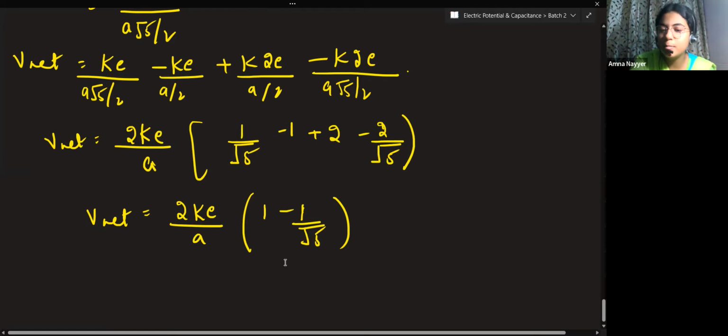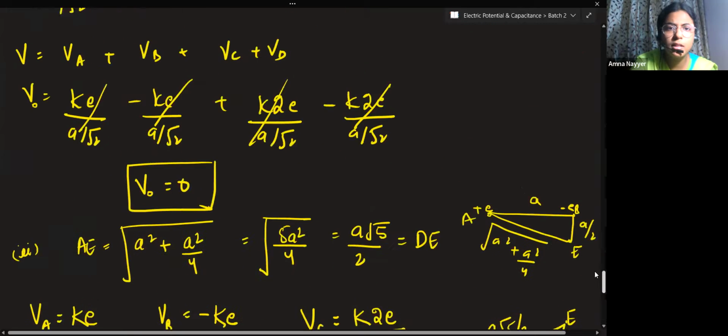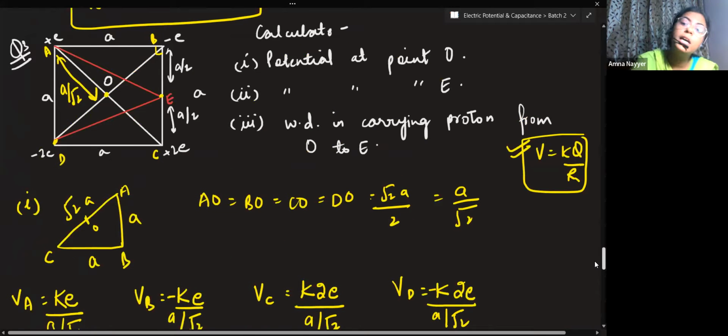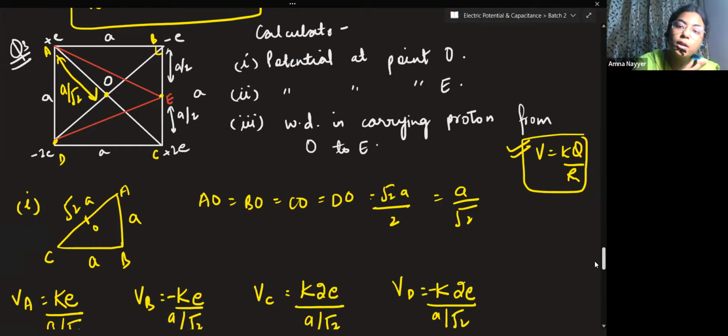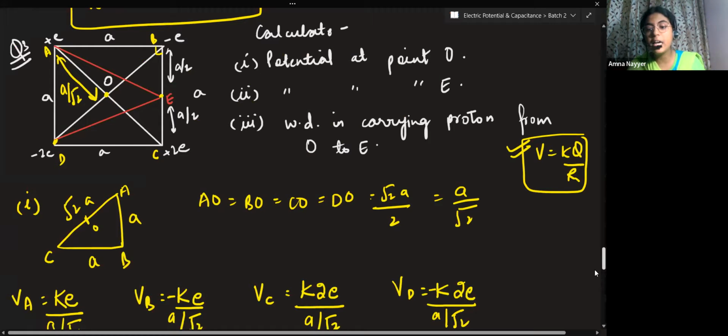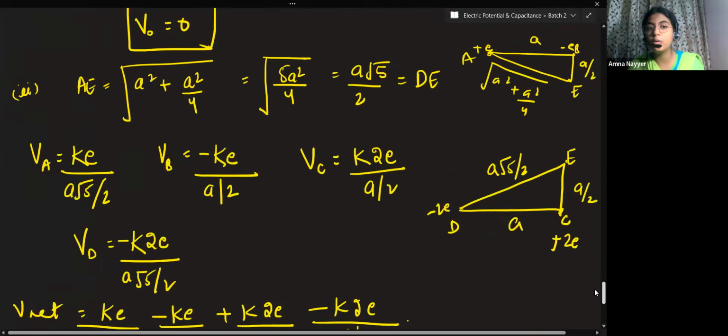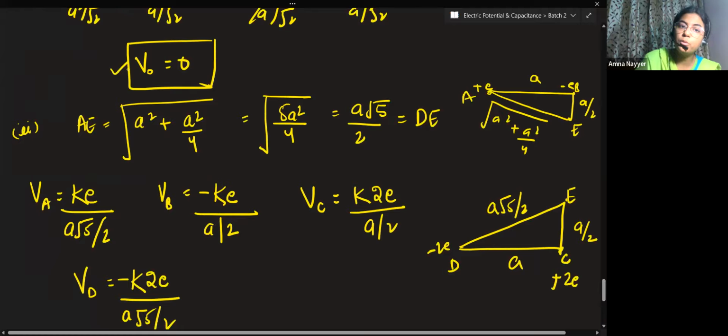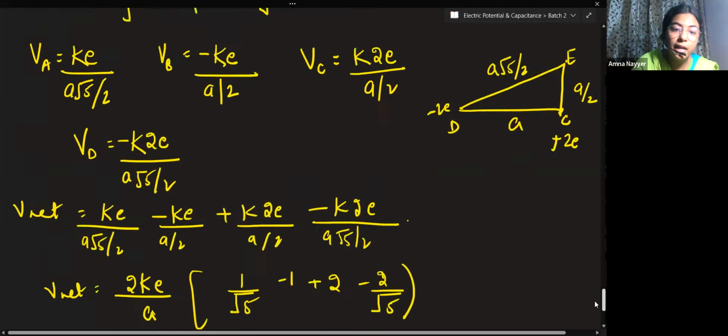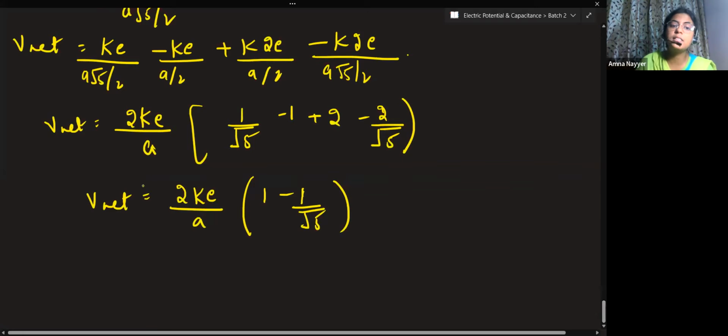Now see, the last part, it has asked you to calculate the work done. The third part, I believe, was asking you the work done in carrying a proton from point O to point E. Now, you know the potential at point O. What was the potential at point O? 0 at the center. We calculated on Tuesday. And right now, V net at this is what? V net means VE, potential at point E. This is it. So work done is what?